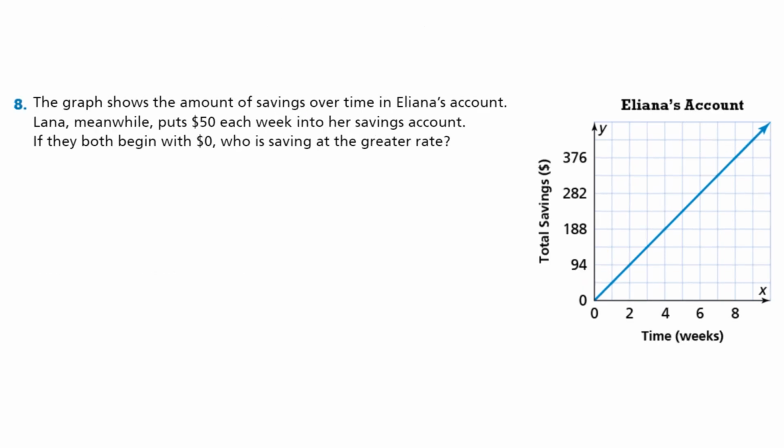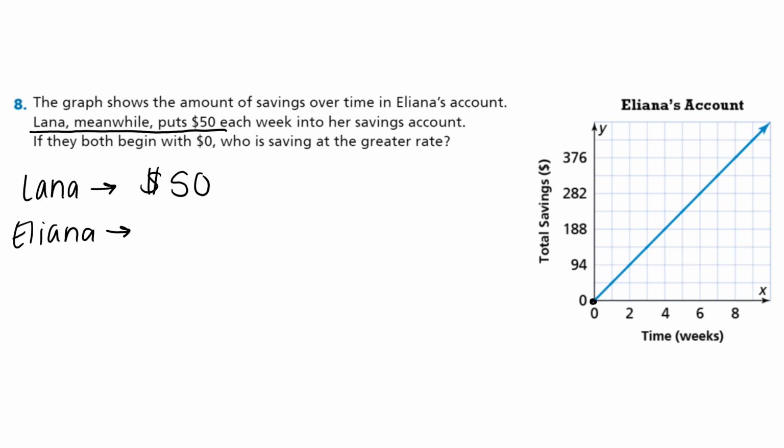Here's the amount of savings over time in Eliana's account. Lana, meanwhile, puts $50 each week into her savings account. If they both begin with $0, who is saving at a greater rate? So the word problem clearly tells us that Lana is putting in $50 per week, but we do need to solve for Eliana's graph. So for Eliana's graph, we plot our points, (0, 0), (2, 94), (4, 188), (6, 282), and (8, 376).